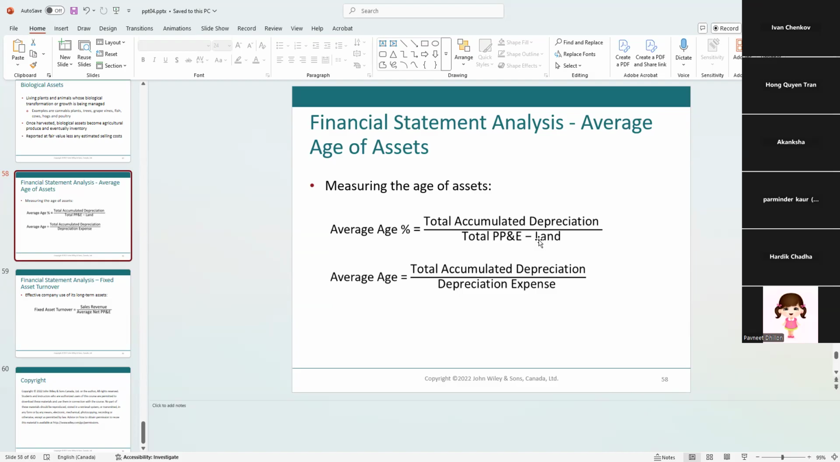Average age: the total accumulated depreciation divided by depreciation expense is going to give you the average age of your assets. Do you need to know the average age of your assets? Is it important to calculate when you see the financial statements of a company? Yes, it is important, because that's going to give you a sense.